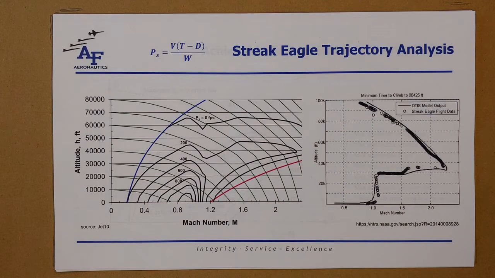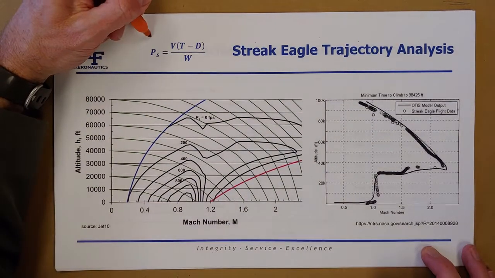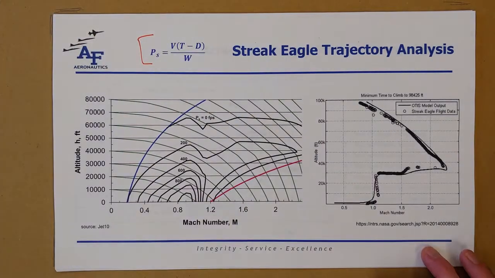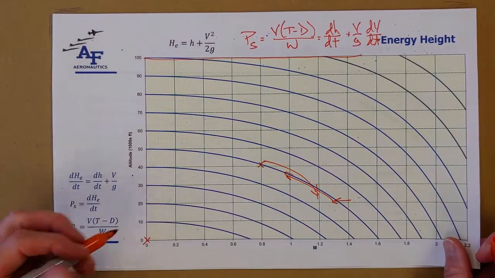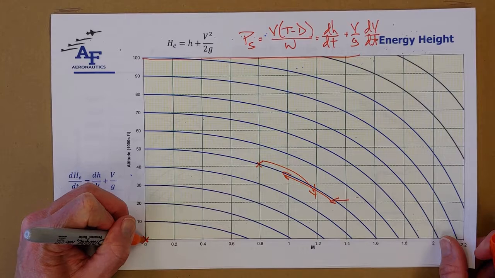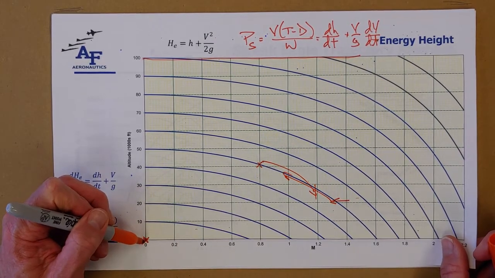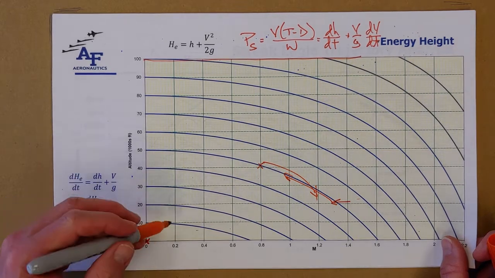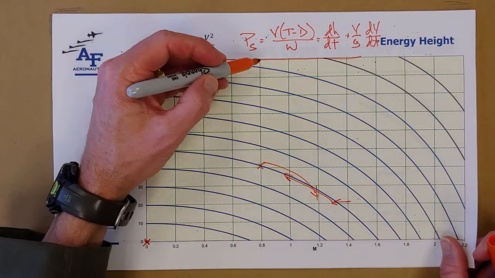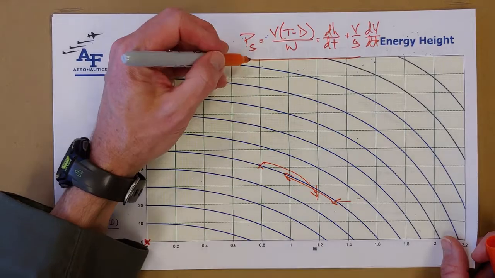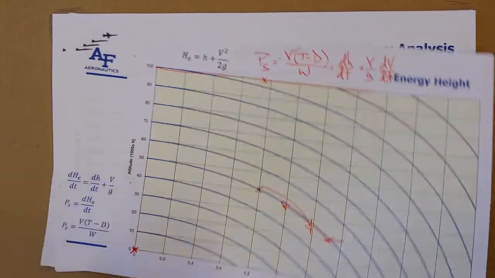So here, let's take a closer look at the Streak Eagle problem. Again, here is our formula for P sub S. The Streak Eagle is going to be starting here at 0 knots in February, Grand Forks, North Dakota, and we want, in the minimum amount of time, to get up here to 100,000 feet. We don't care how fast we're going, but we want to get to the altitude.